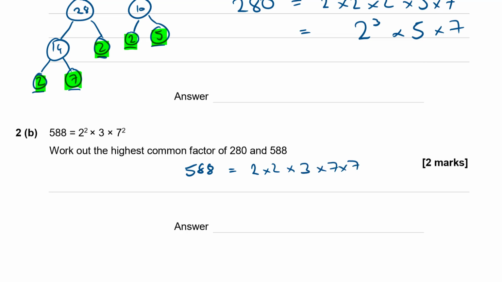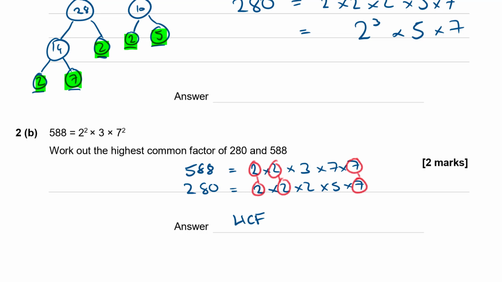2 squared is 2 times 2, I'm just expanding out all the powers, times 3, and 7 squared is 7 times 7. Now you remember from the last question, 280 was 2 times 2 times 2 times 5 times 7. The way you find an HCF, highest common factor, from numbers written in this form is to pair up numbers that appear in both expressions. So I've got a 2 there which goes with that 2 there. I've got a 2 there which goes with that 2. My 3 doesn't match with anything. My 5 doesn't match with anything. I've got a 7 there which can match up with that one there. So I've got 3 and 7 left in 588, and I've got a 2 and a 5 that I can't pair up with anything in 280.